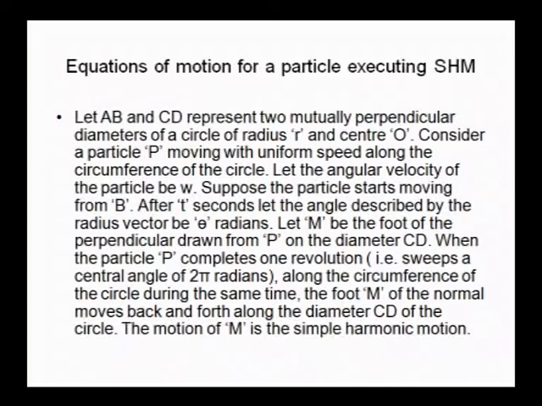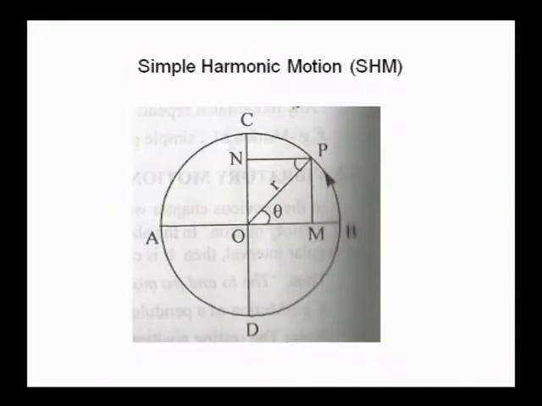Then the particle P completes one revolution, that is, sweeps a central angle of 2 pi radians along the circumference of the circle during the same time. The foot M of the normal moves back and forth along the diameter CD of the circle, and the distance of this foot is not the same at all positions as the normal moves back and forth along the diameter CD. The motion of M along the diameter is what we call simple harmonic motion.